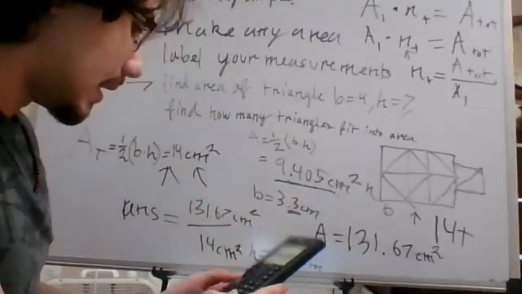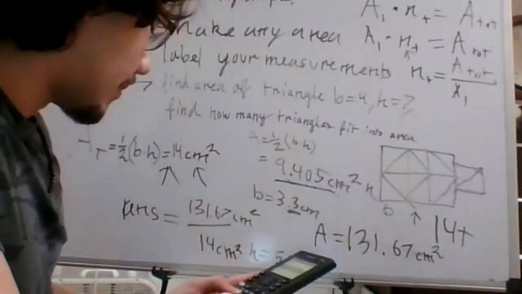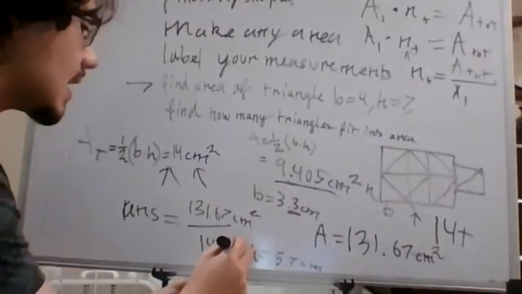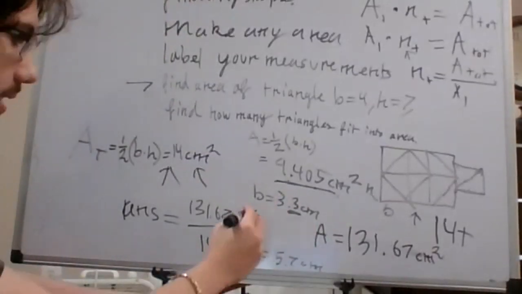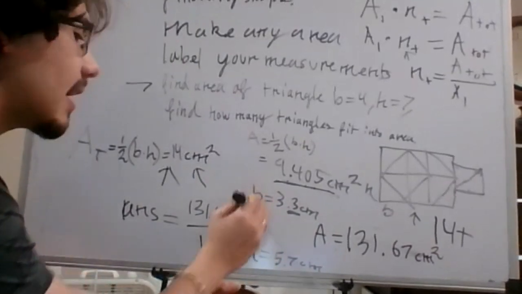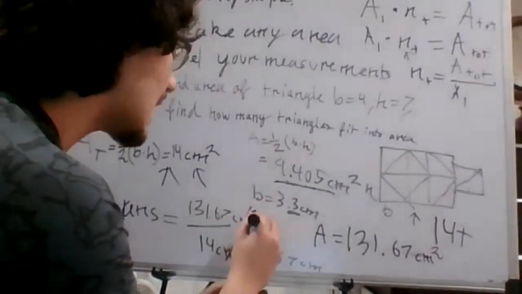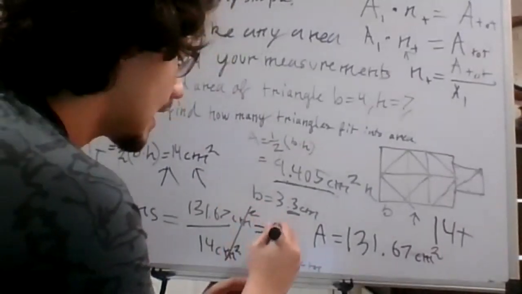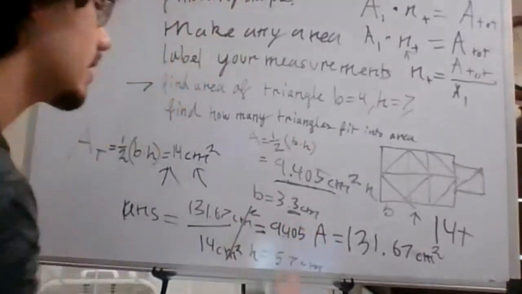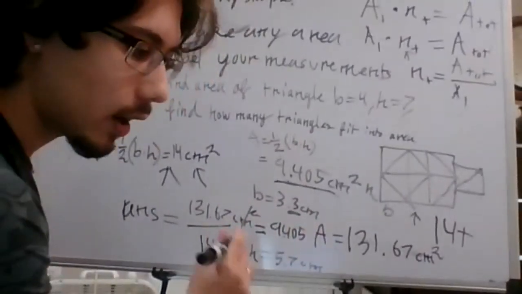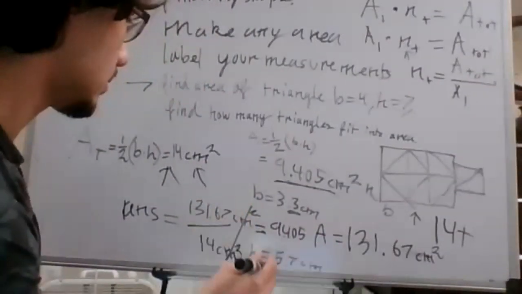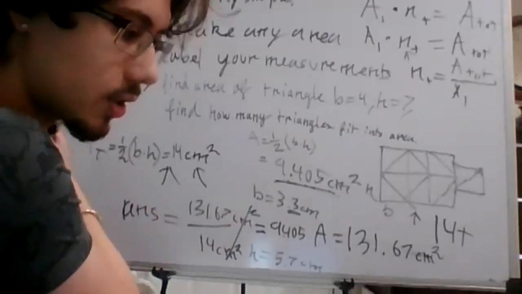So I'll use my calculator, divided by 14. Now, because we're dividing and we have our units, the centimeter squared on top and the centimeter squared on the bottom cancel out. So our answer is 9.405 triangles.